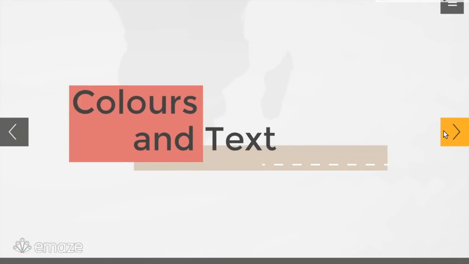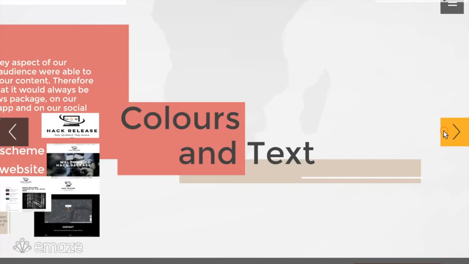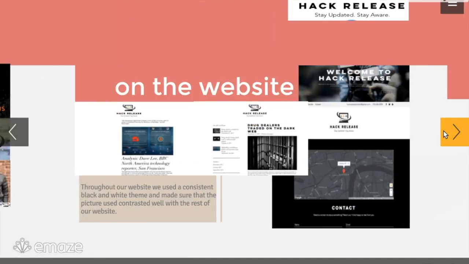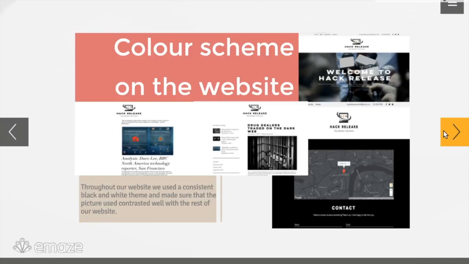So now looking at the colours and the text that we use. Throughout our website, we used a consistent black and white theme and made sure that the pictures we used contrasted well with the rest of our website. We believe that these pictures do contrast well, even though they aren't all black and white pictures, just like the rest of our theme. We do believe they work well with the news package as they're quite eye-catching, because if everything on our news package was black and white, people would find it quite boring and won't be very pleasing to the eye. So not many people would want to use our website.